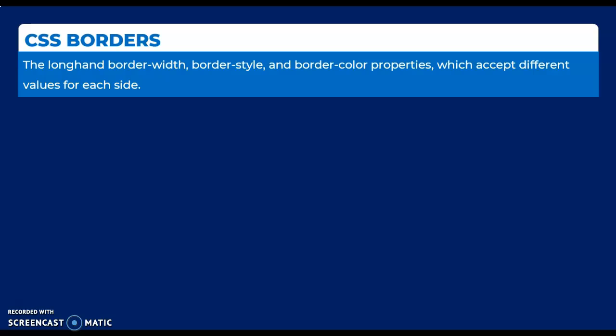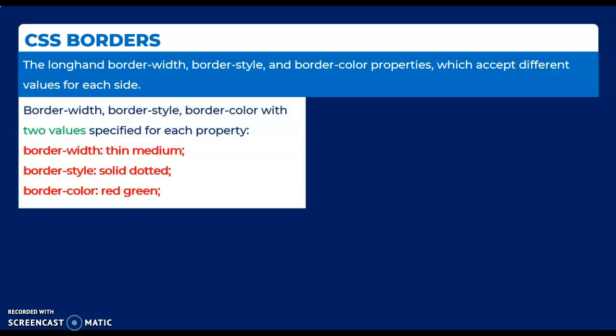we can use the longhand border width, border style, and border color properties, which accept different values for each side. When one value is specified, it applies the same width or style or color to all four sides, as we have seen in the previous examples. When two values are specified, the first value applies to top and bottom, the second value to the left and right.